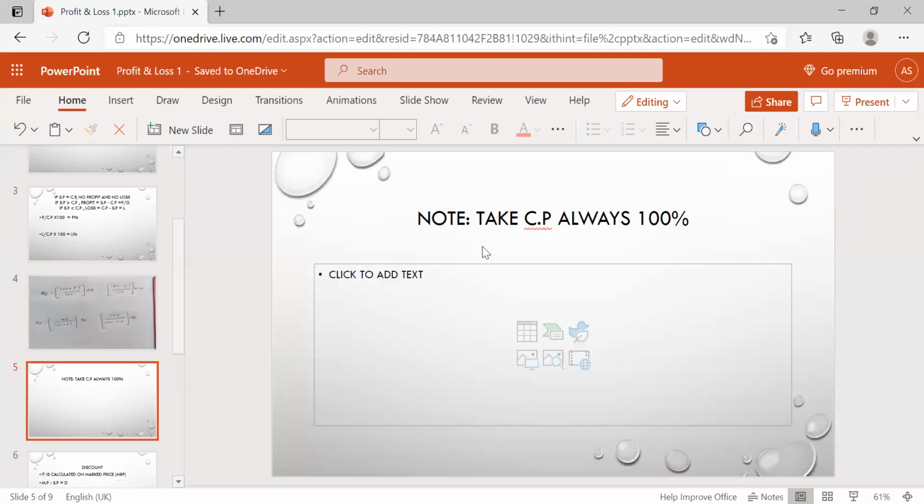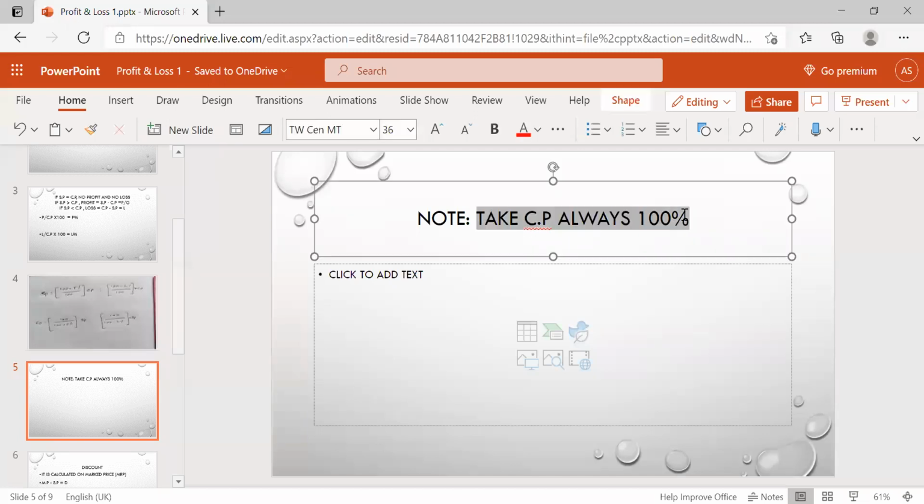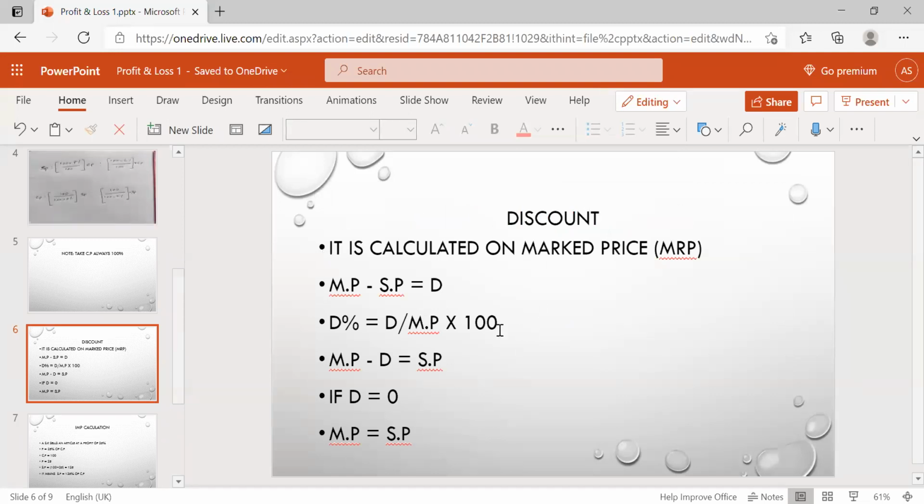A very important note: if you are solving profit and loss in percentages, then you have to take the cost price always as 100%. Cost price is very important here because we calculate profit and loss, everything, on cost price only.